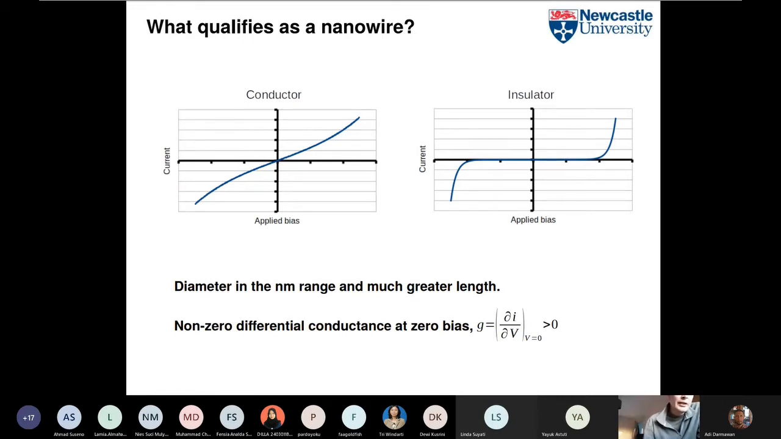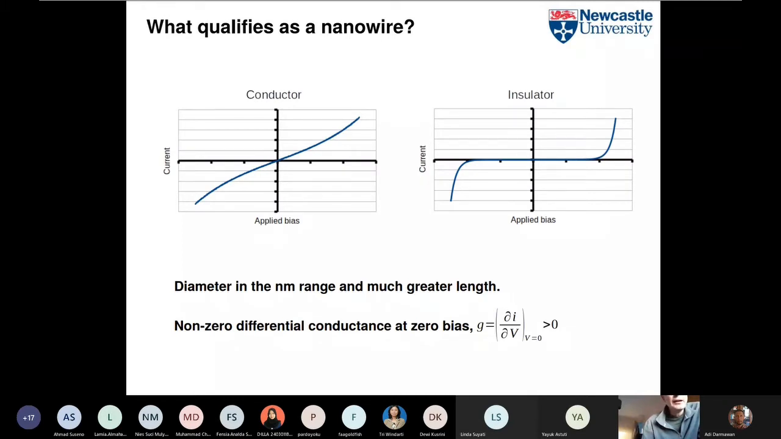So the sketches here show something that we would call a conductor on the left and something that we would call an insulator on the right. So on the right-hand side, you can see that there is some current flowing. The blue curve shows that at large positive voltages, we start to see some current flow. But we wouldn't really call this a conductor, because there's essentially no current in the middle region.